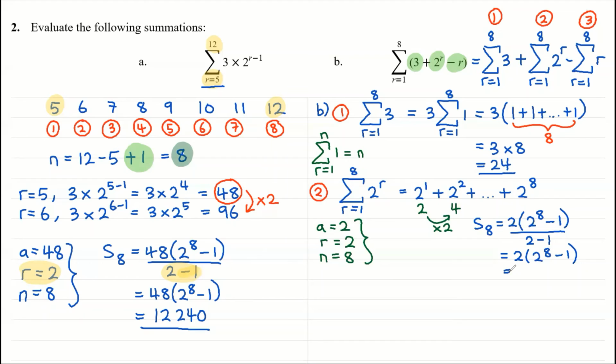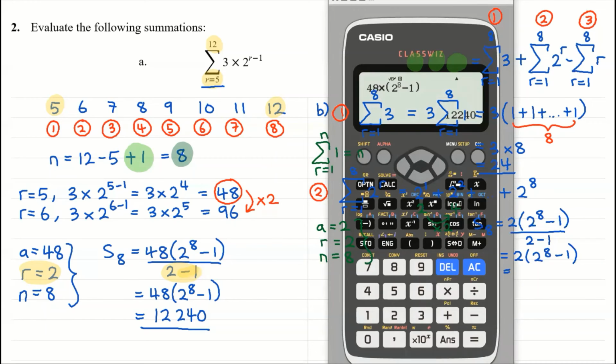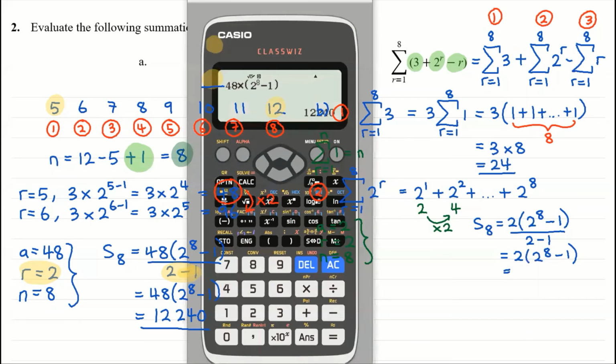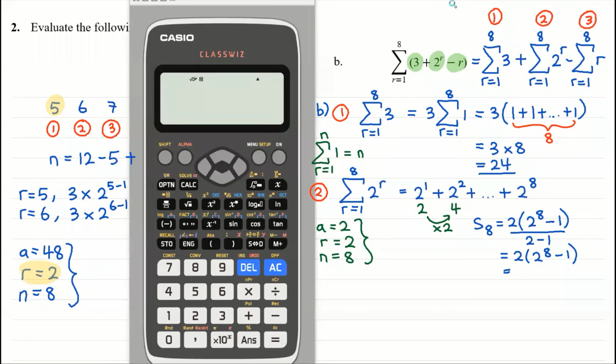Okay, now let me just work that out. Let's get the calculator. Okay, I'm just going to erase some of this stuff. Okay, so this is going to be 2 multiplied by, open brackets, 2 to the power 8, come out of that, subtract 1, close your bracket, and this is going to be 510. Okay, great. So let's write that in. So 510. So that's part 2 done.